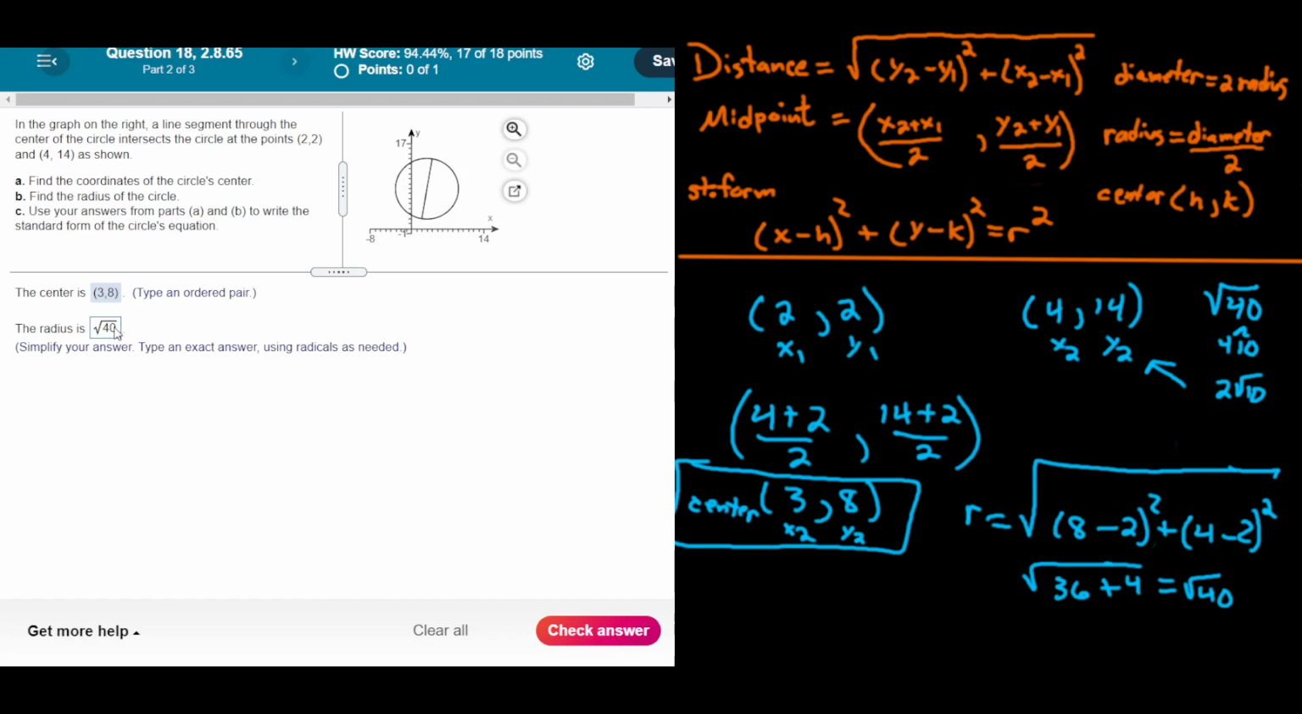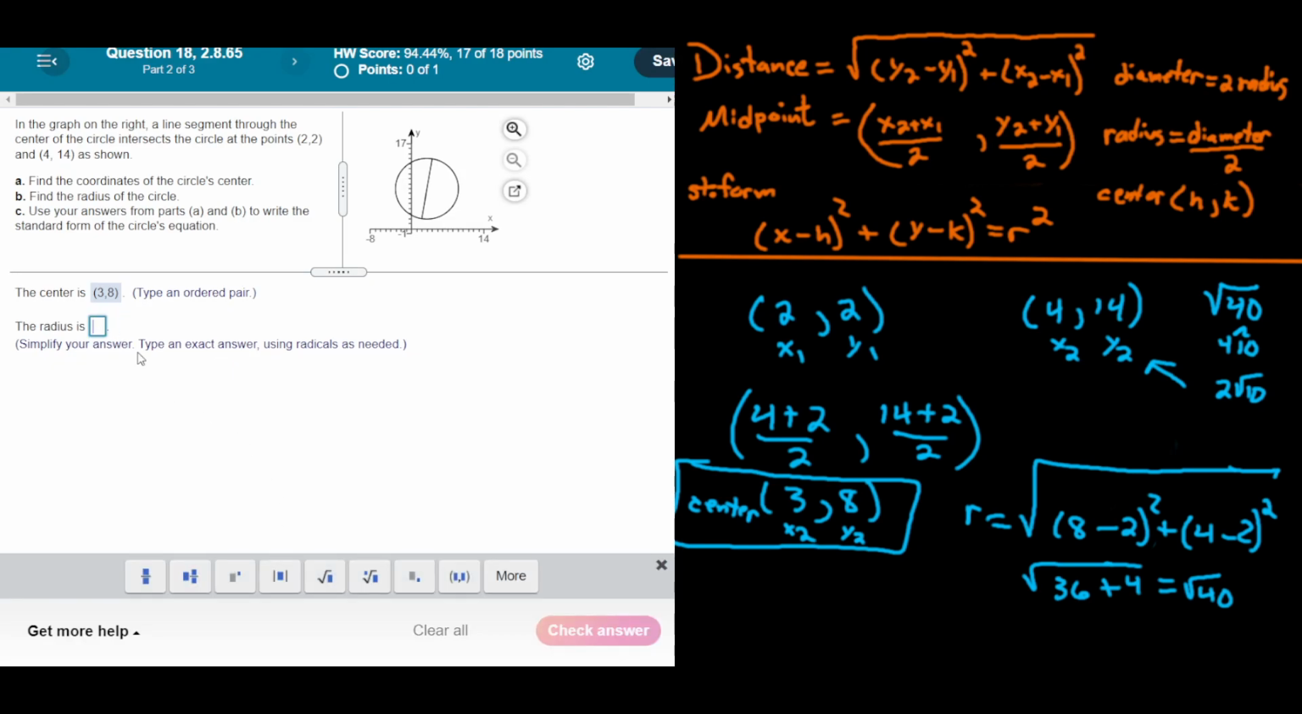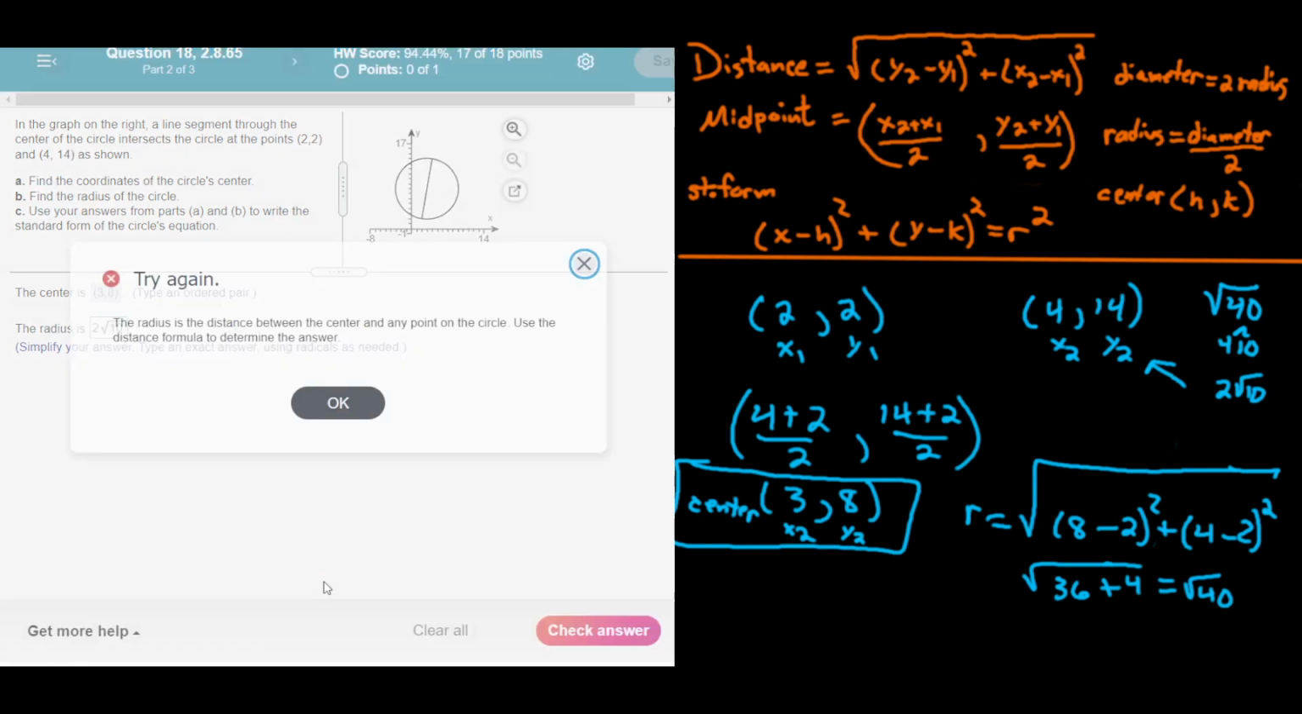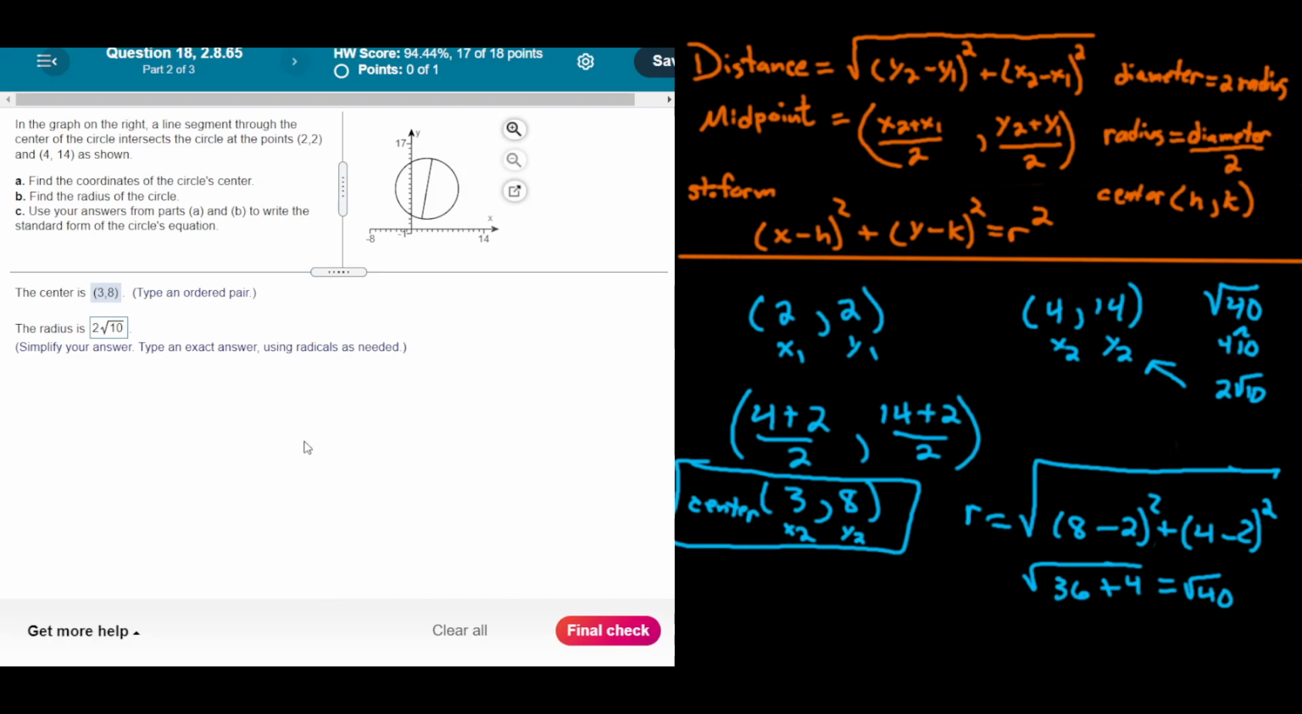Yeah, so it's 2 radical 10, okay? So 2 radical 10. Uh-oh, what did I do wrong? The radius is the distance between the center and 2 radical 2. Did I do something wrong? 8 minus 2.